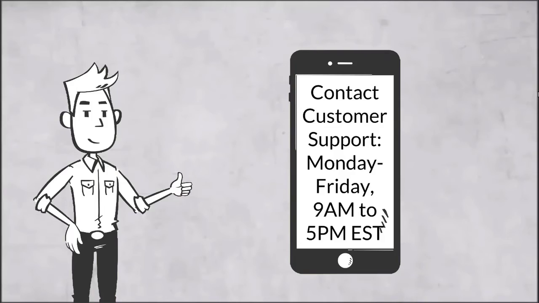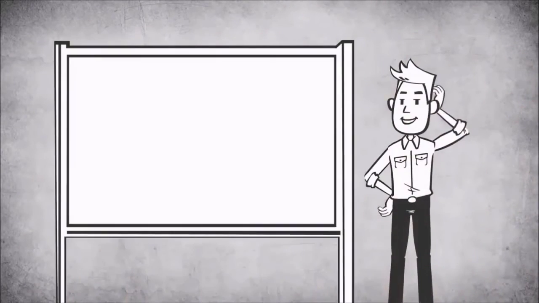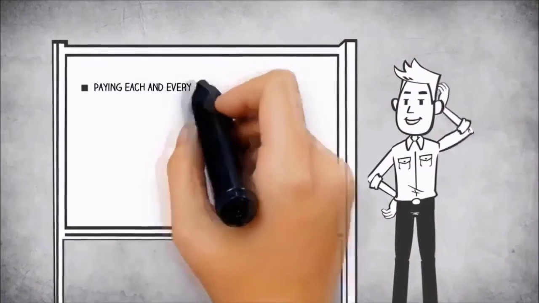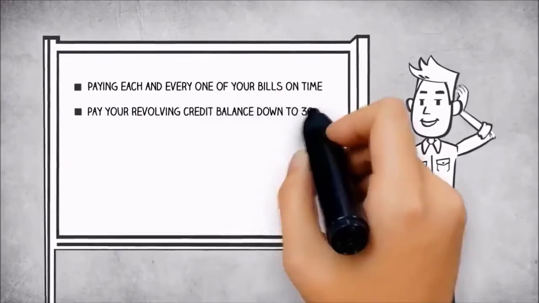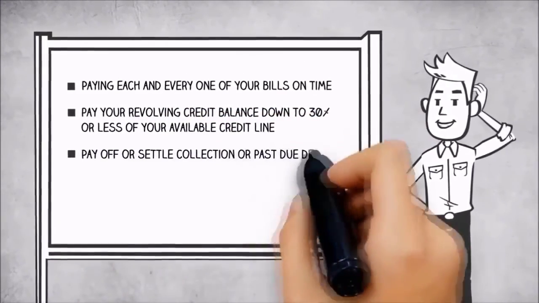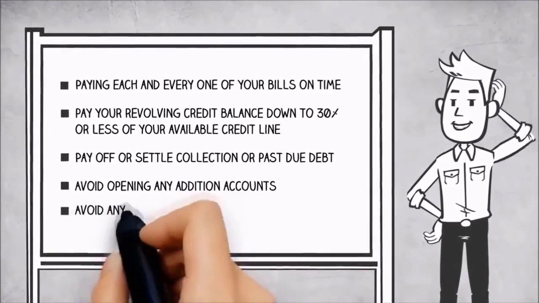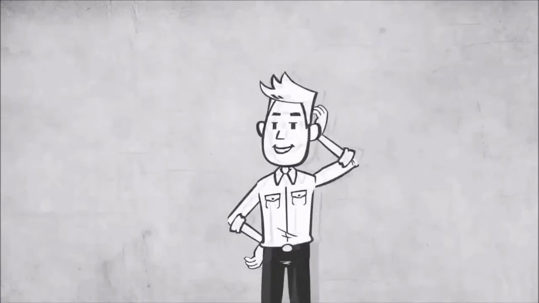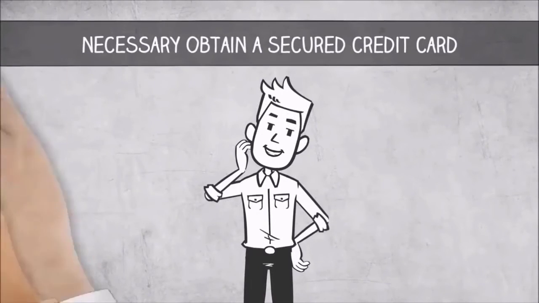Eastern Standard Time. While you're in our credit restoration program, remember that your success depends on each of the following: paying each and every one of your bills on time. If possible, pay your revolving credit balance down to 30% or less. Pay off or settle past collections or overdue debts, and avoid opening any additional accounts. Make sure to be using open lines of credit. If necessary, obtain a secured credit card.